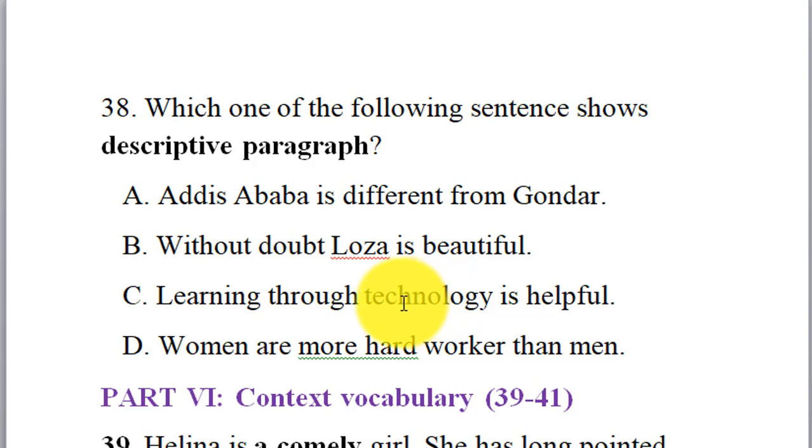Learning through technology is helpful. This is expository. Women are more hardworking than men. How are women more hardworking than men? And some say, look here, men are more hardworking. There is a debatable and argumentative. So this is an example of argumentative writing. So the answer here is B.